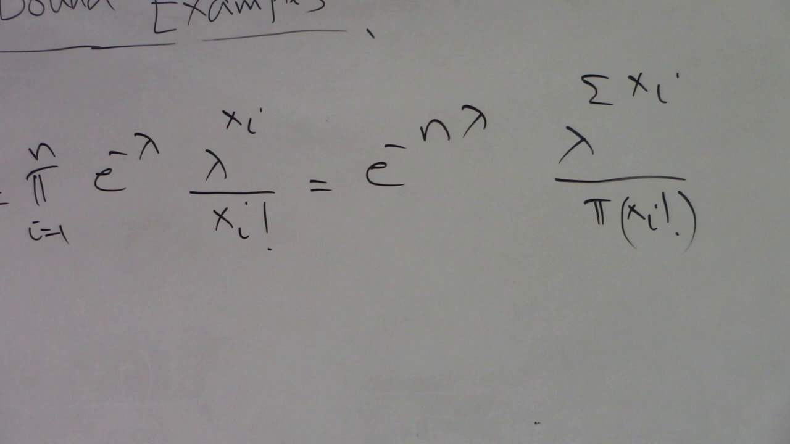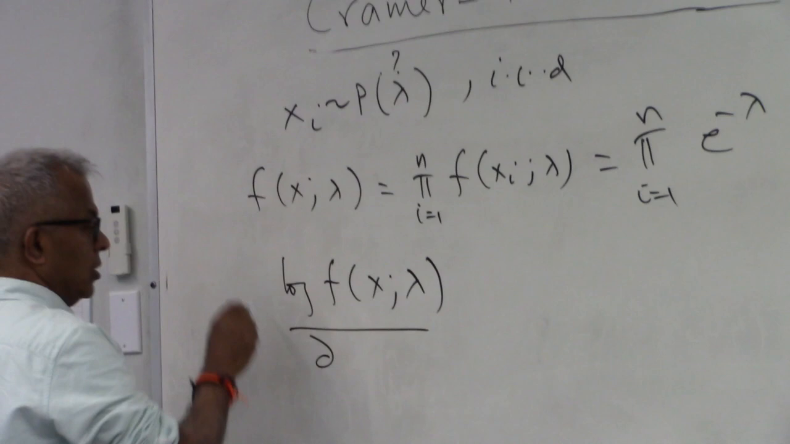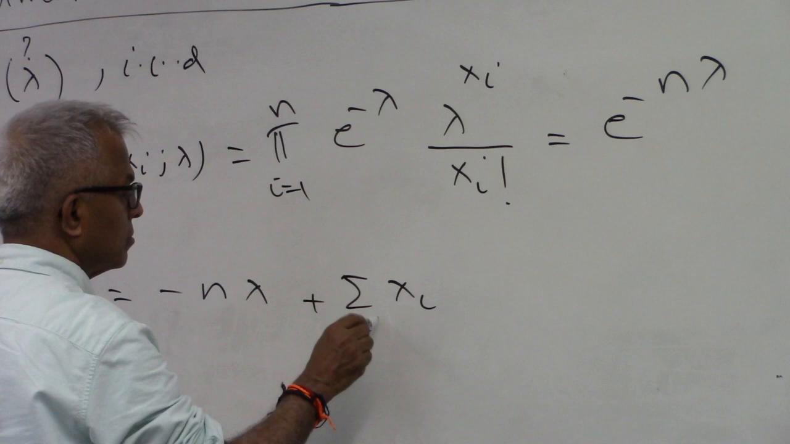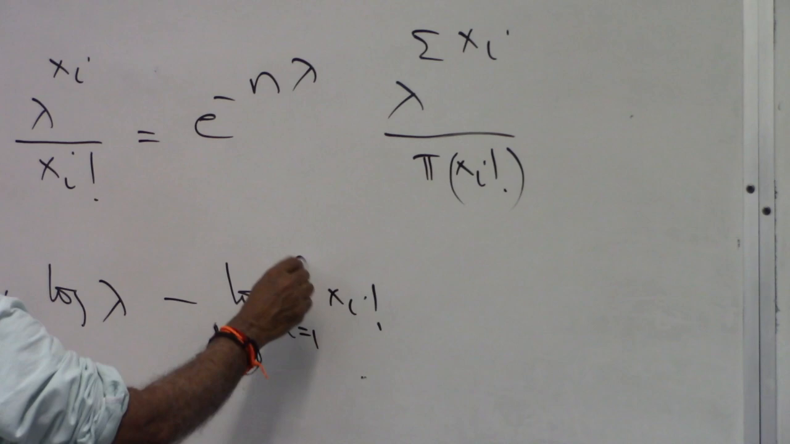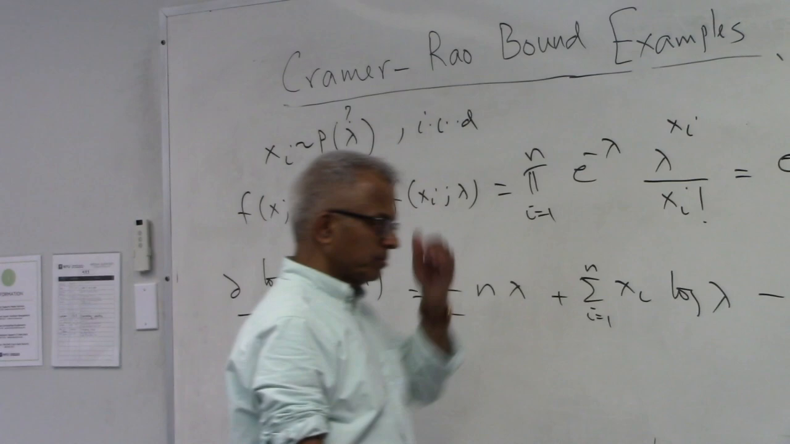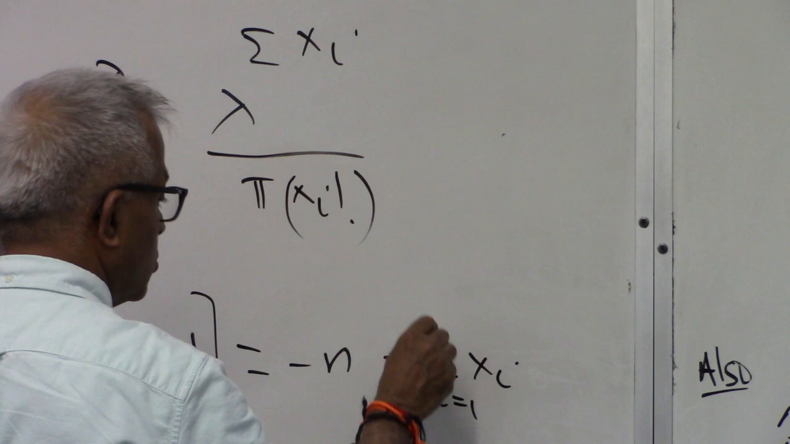So let me take the logarithm. Interestingly, the Cramer Rao bound you can find out even without knowing an unbiased estimator. So the logarithm is going to be minus n lambda plus sigma xi log lambda minus logarithm of the product of xi factorial. Anyway, this last term is uninteresting because it's not a function of lambda, and we are going to take the derivative with respect to lambda. So I need to take the derivative with respect to lambda of this expression. That's only the first two terms. So you get minus n, and then you get sigma xi, i equal to 1 through n, over lambda. This is the first derivative.